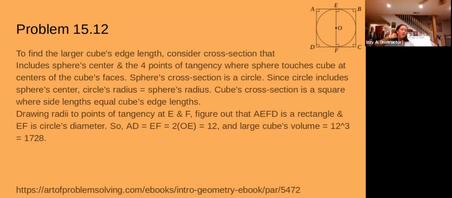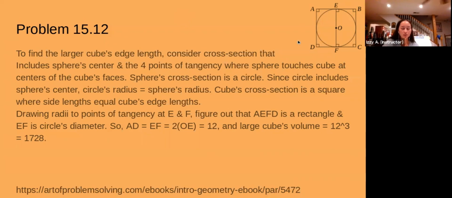So to find the larger cube's edge length, because what we're trying to do here is we want to find the volume of each cube, we're going to have to find the edge length. We want to consider the cross section that includes the sphere's center and the 4 points of tangency where the sphere touches the cube at the centers of the cube's faces. So in other words, we're going to be looking at this picture up here.